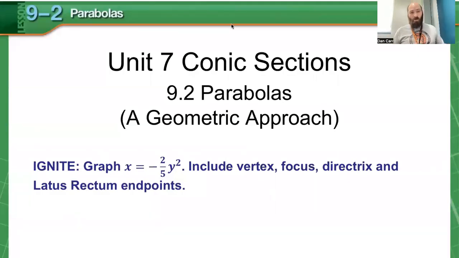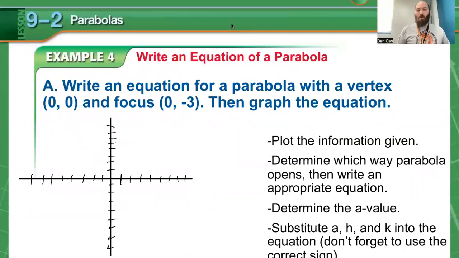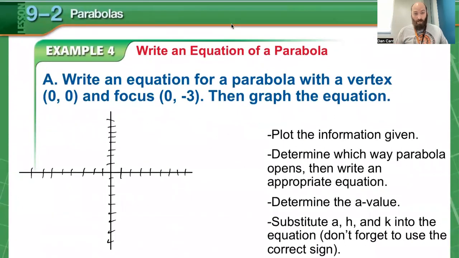Today we're going to be talking about 9.2 day 2. We're going to be looking still at parabolas. I'm going to go right to the example, but now we're going to talk about using information to help us write the equation.